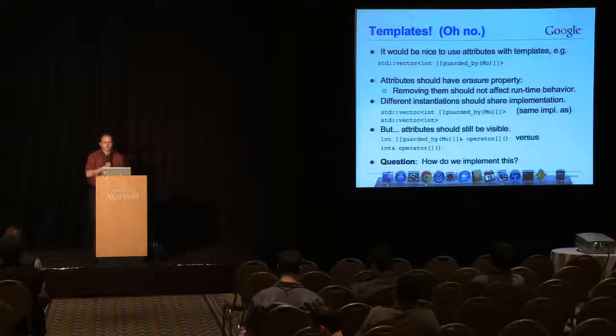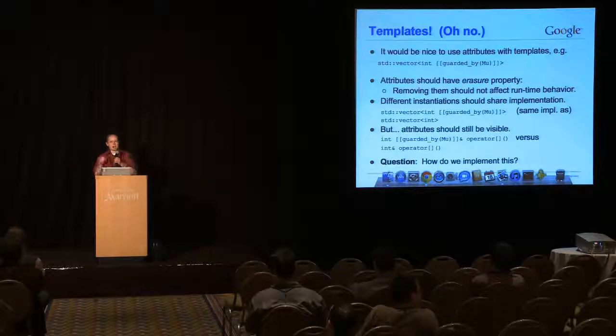So if they have the erasure property, that means that if you have two different instantiations of the same template, they should share the same implementation. So if we have a vector of int guarded by mu and a vector of int, we should not get two different instantiations in the runtime code. We should only get one.